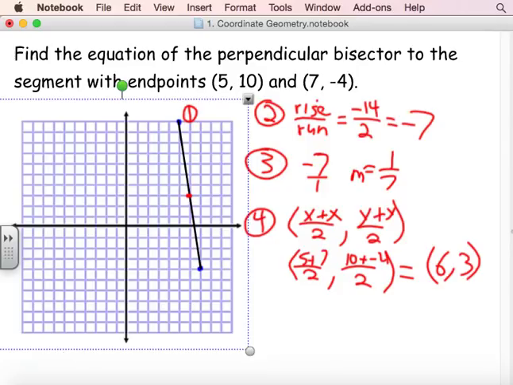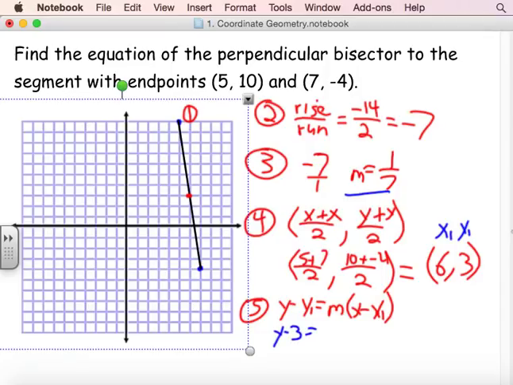We've got to remember that point-slope form is y minus y1 equals m times x minus x1. So this is going to be our slope m that we'll plug in, that we found in step 3, and then the midpoint that we found in step 4 is the point we use. So we're going to plug those into point-slope form. Y minus the y coordinate, 3, equals m, 1/7, times x minus the x coordinate, which was 6.